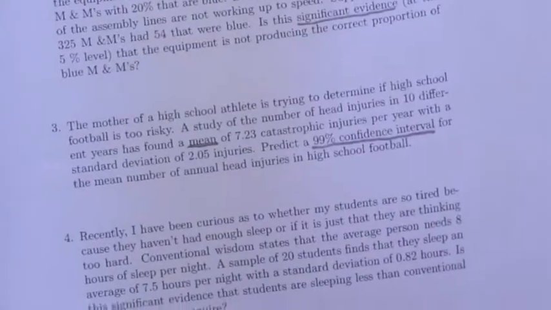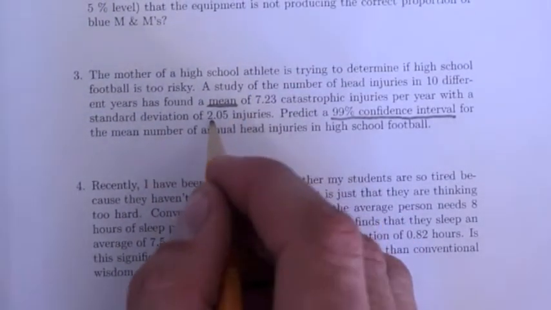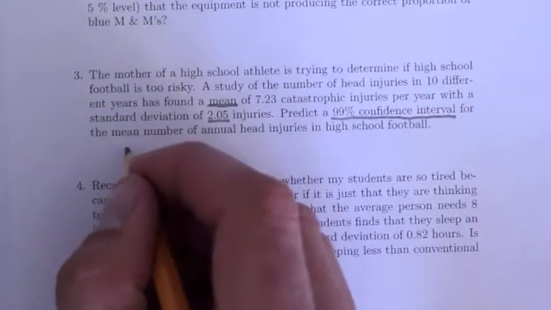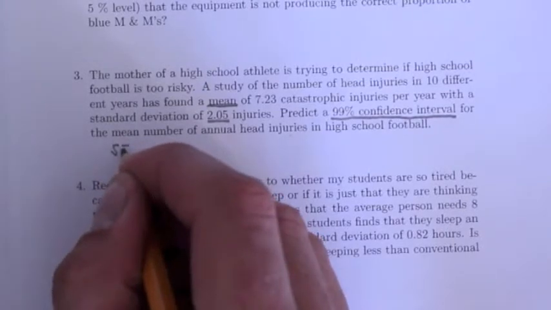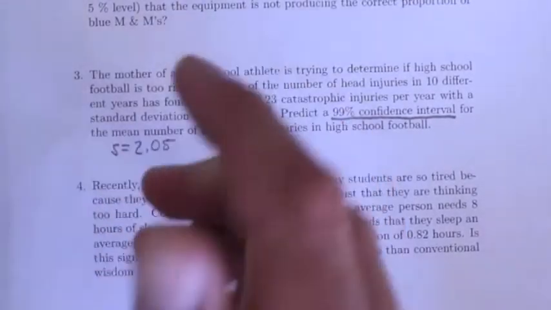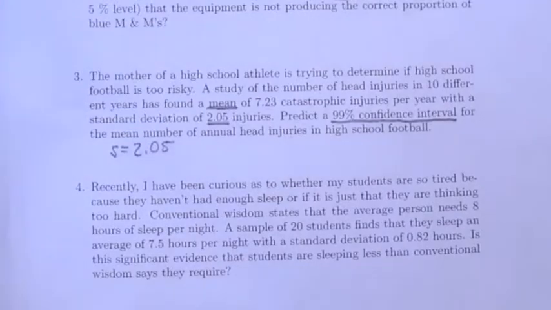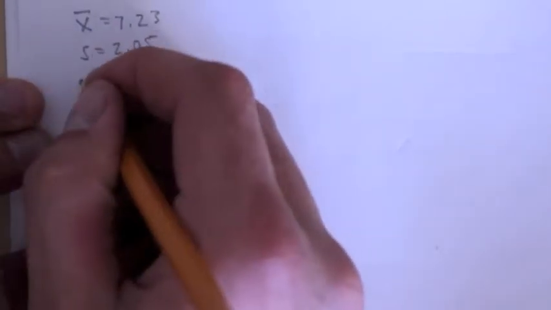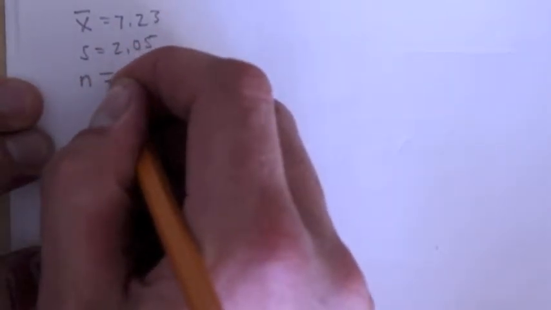If we go back to the question, 2.05 is our standard deviation, and that refers to the sample of 10. So 2.05 is the sample standard deviation, and in that case we would use a t-test. So the formula here, we want a 99% confidence interval. We are given a sample mean of 7.23 and a sample standard deviation of 2.05 with a sample size of 10.